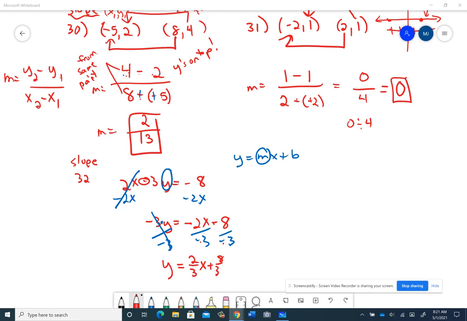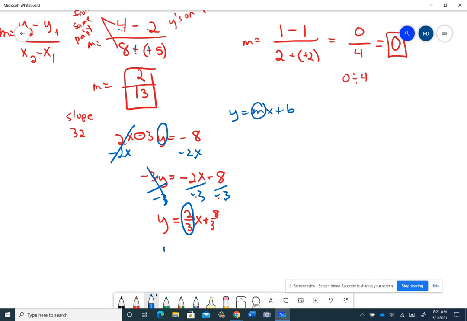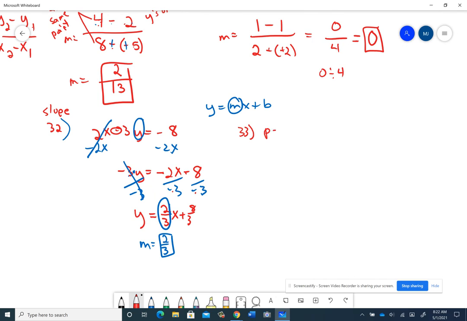Okay. And we did all that work because now we can just pull out the coefficient of x, the number in front of the x term. That's your slope, not the x with it, just the 2/3. So that's what we did for 32, and that's what we need to be able to do 33. 33 is asking you, are the lines parallel? Are they perpendicular? Or neither?